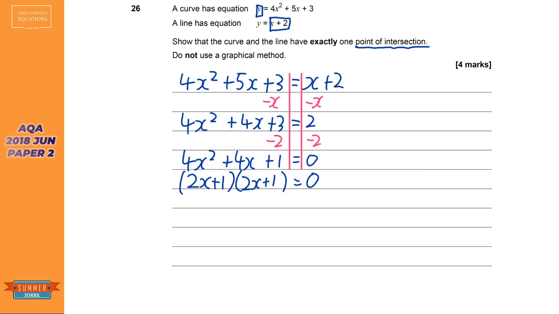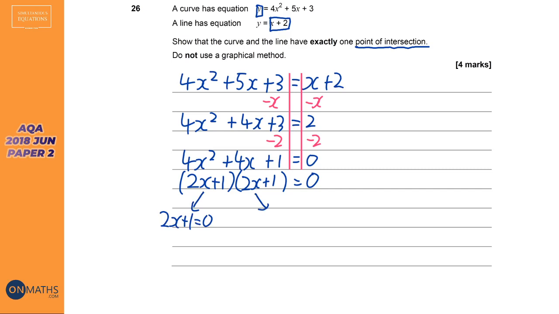So let's just check that. 2x times 2x is 4x squared. That works. 2x times 1 plus 1 times 2x is 4x, and 1 times 1 is 1. If you want some more information about how I did that, just look in our Factorizing Quadratics or our Quadratic Equation video, and that will show you how to do that. And then to solve it, we get both of these equal to 0.